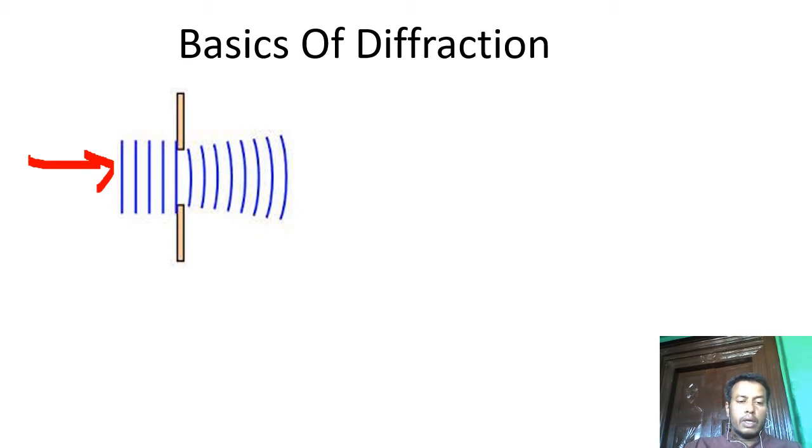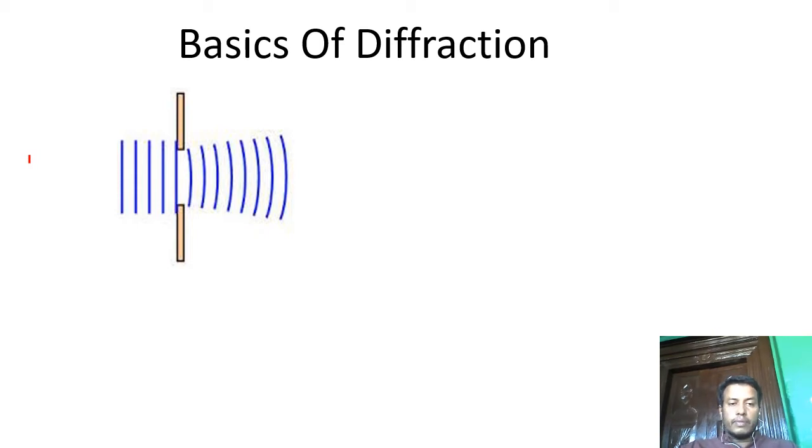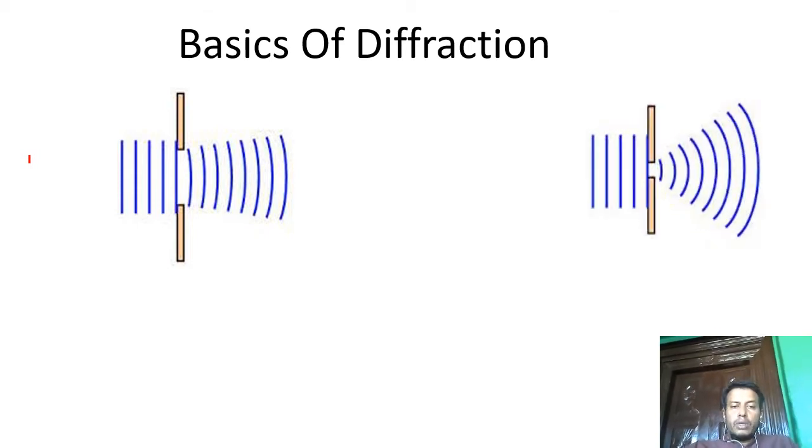But when the slit is made a very small aperture, that is, the slit width is very small, equal to the wavelength, then the light passing through this slit will be diffracted, meaning it bends around the corners of the edge of the slit.